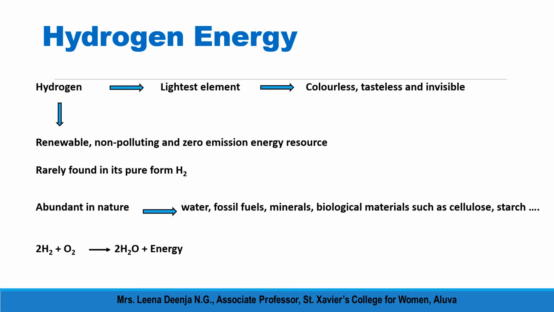Although hydrogen is not available in its pure form, it is abundant in nature in other chemical forms such as water, fossil fuels, minerals, biological materials such as cellulose, starch, etc. As a fuel, when hydrogen is combined with oxygen, it results in the liberation of energy with water as the only byproduct. The chemical equation is like this: 2H2 + O2 gives 2H2O + energy.